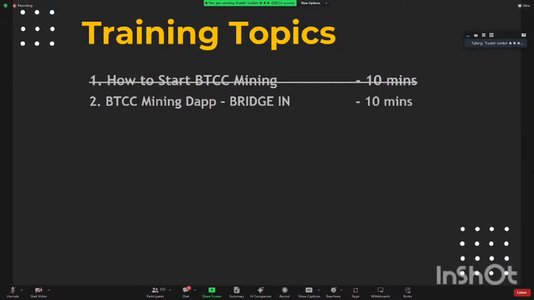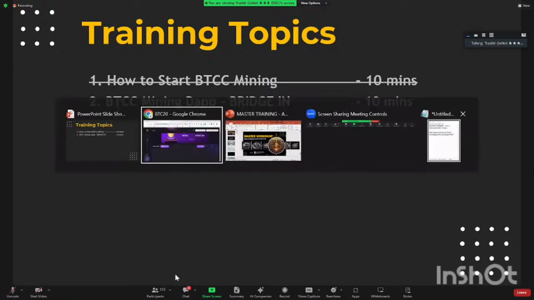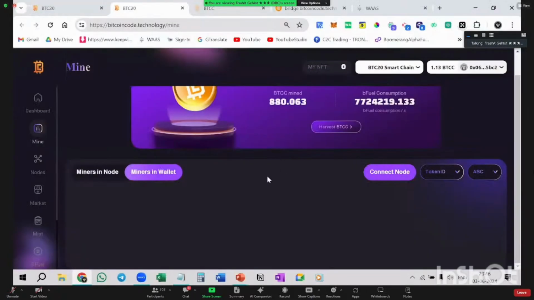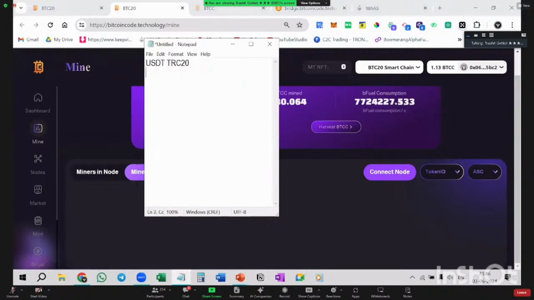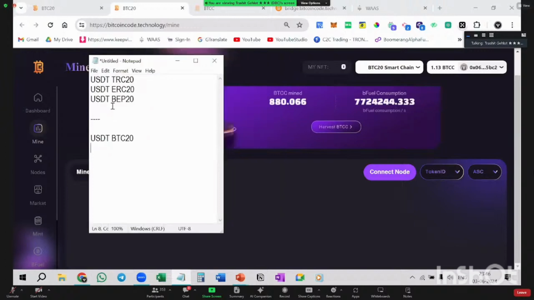So you remember I have mentioned in many trainings that USDT has many variants, right? So there is USDT TRC20, USDT ERC20, USDT BEP20, right? And we also have on our own blockchain USDT BTC20. Now there are many variants of USDT across multiple blockchains. It is a stable coin and practically available on almost all blockchains.